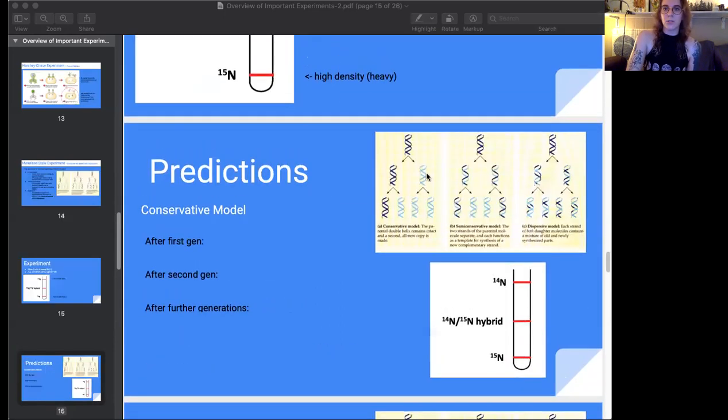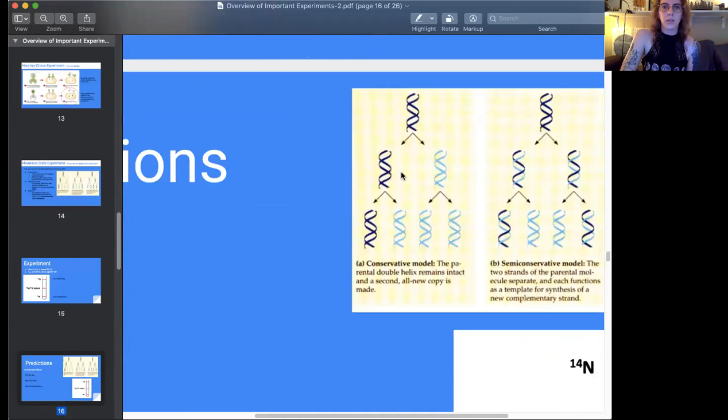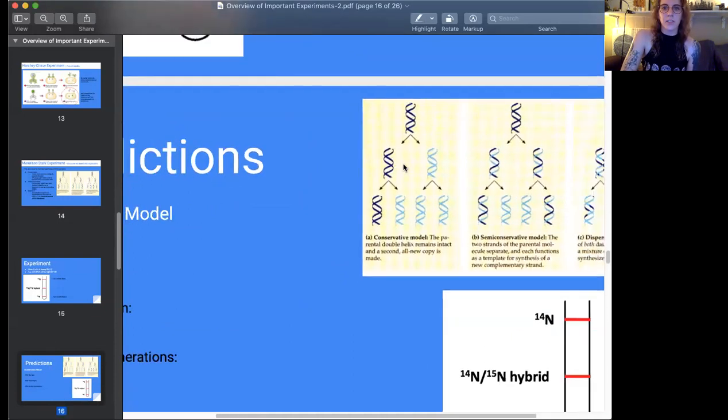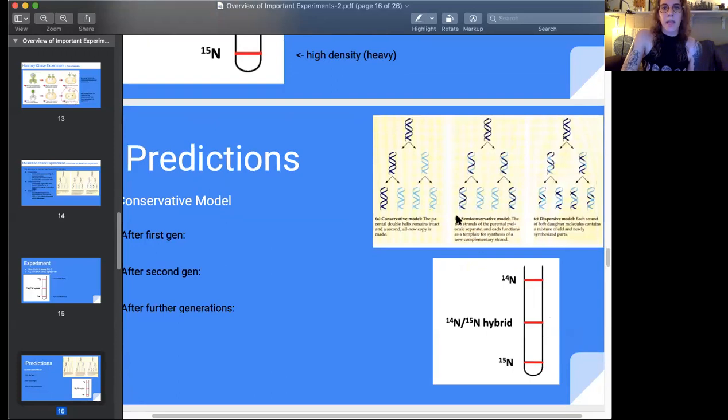So now we can look at our different models and make predictions on what we would expect to see in this experiment based on if each of the models was correct. So first, looking at the conservative model, which I'll try to zoom in a little bit. Okay, so looking at this conservative model, we need to determine what we would see in this tube after the first generation, after the second generation, and then what would keep happening after further generations.